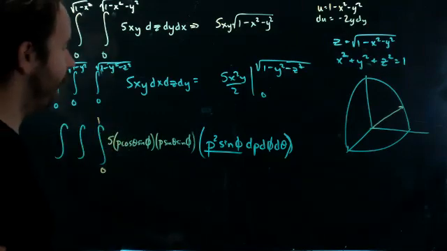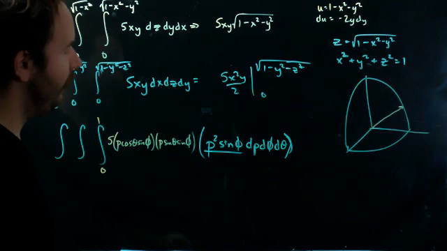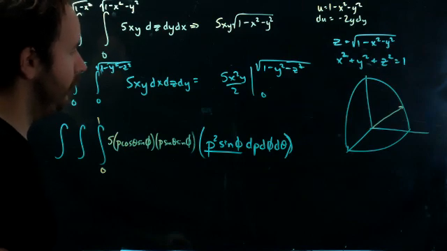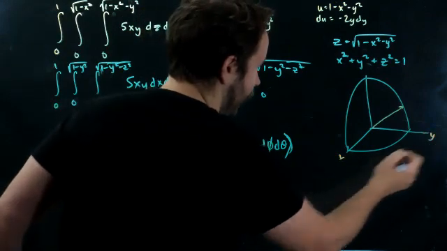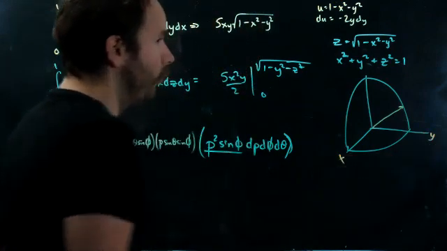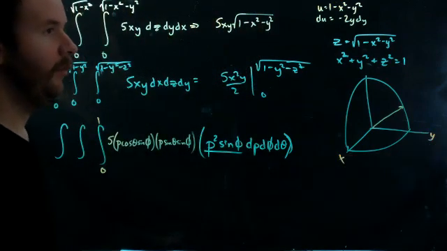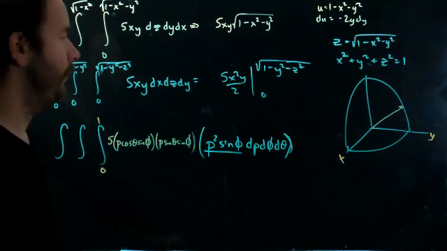What are our bounds for phi? Oh, actually, let's do our bounds for theta first. If you were to look at a top-down view, this is your positive x-axis, this is your positive y-axis. And remember, we're only dealing with the first octant here. What are our bounds on theta going to be?